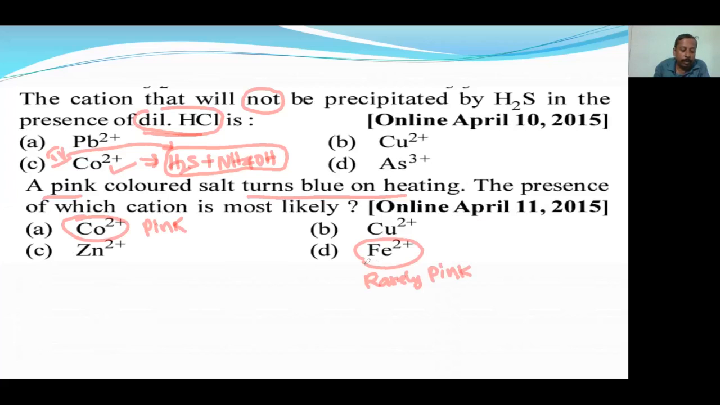And you are already aware that zinc 2+, if you are not aware, you can add to your knowledge, zinc salts are white in color. And in the solid state we have studied, it turns colorful when it is heated due to metal excess defect. And copper 2+ in the hydrated form is blue color. So it is pink, but it does not turn. Therefore, this is not the option. This is not the option. This is not the option. So the option will be A.